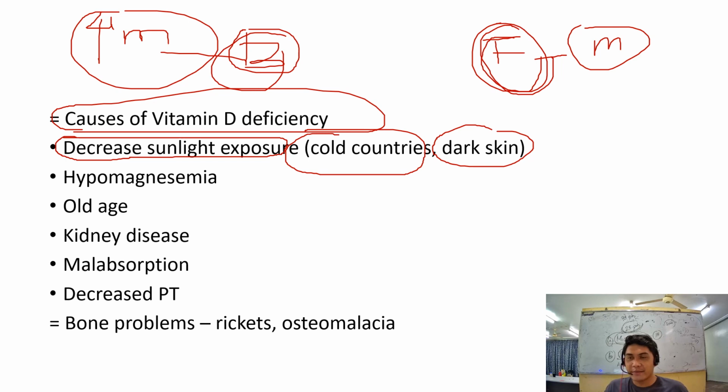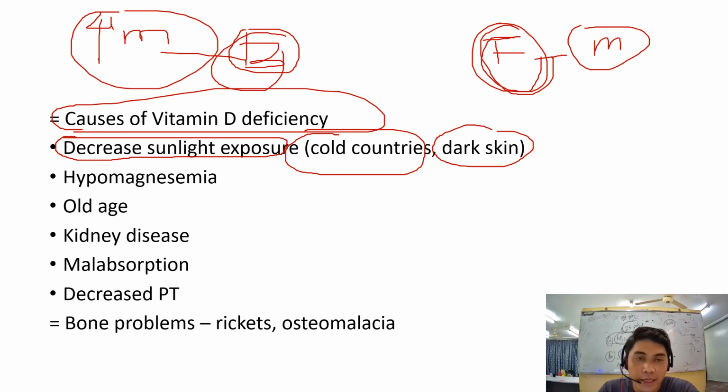If black, more melanin, less sunlight nga entry. Okay? So less activation of vitamin D. So you're prone to vitamin D deficiency, but you're not prone to skin cancer because of that melanin also. For fair skin, balikon, so more sunlight nga entry to your skin. So more activation of vitamin D. So not prone to vitamin D deficiency, but prone to skin cancer.